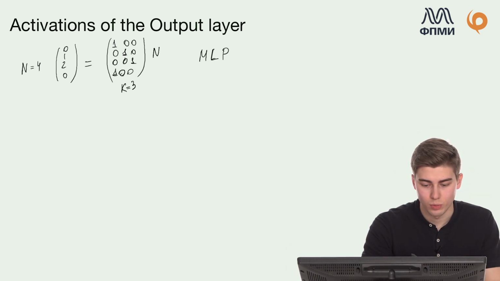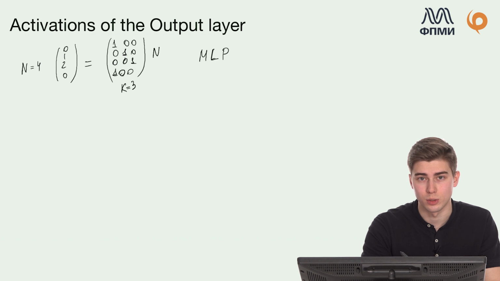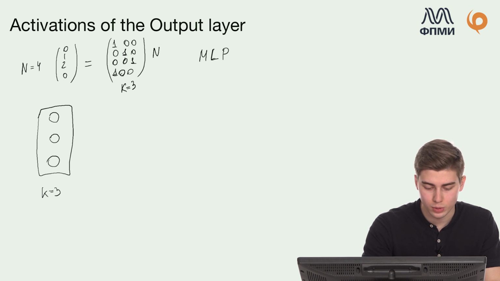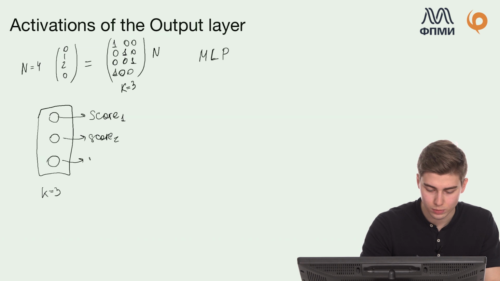The basic idea of the output layer of the multi-layered perceptron in the task of multi-class classification is as follows. We have k classes and k neurons. Here k equals 3. So we have 3 neurons. Each neuron outputs the score of class 1, the score of class 2, and the score of class 3. Here we have 0, 1, and 2. So this output layer transforms the outputs of the previous hidden layers. So it's a fully connected network.